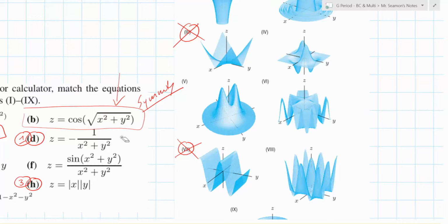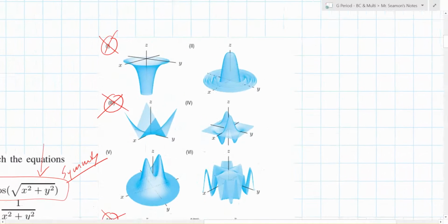So is cosine going to oscillate a whole lot? From 0 to infinity, how many times is cosine going to oscillate? Many times. So it's going to hit -1, +1, -1, +1, -1, +1. And it's going to keep on doing that.